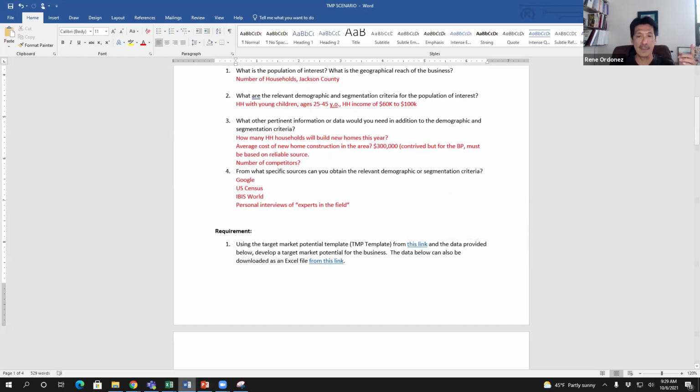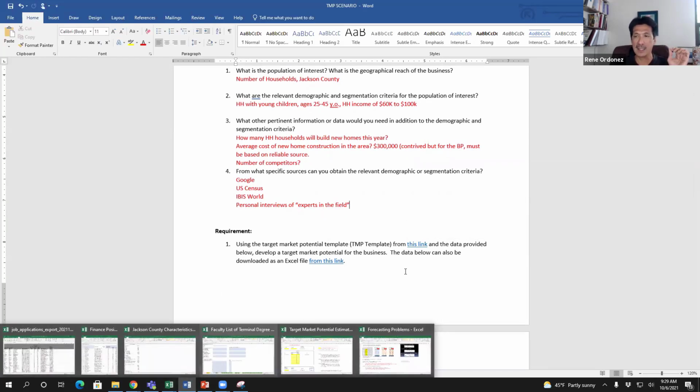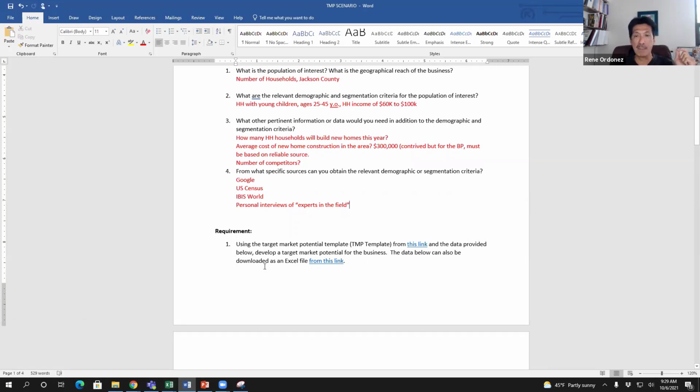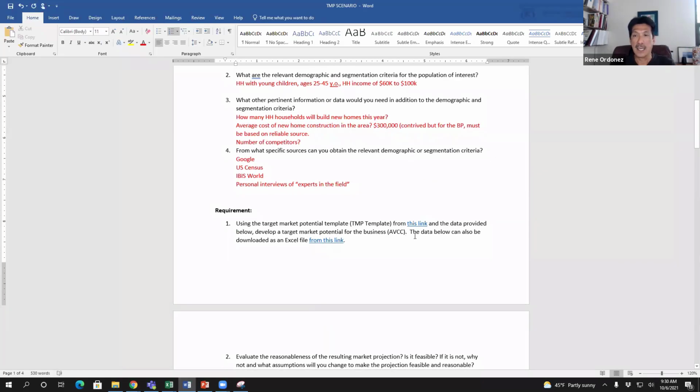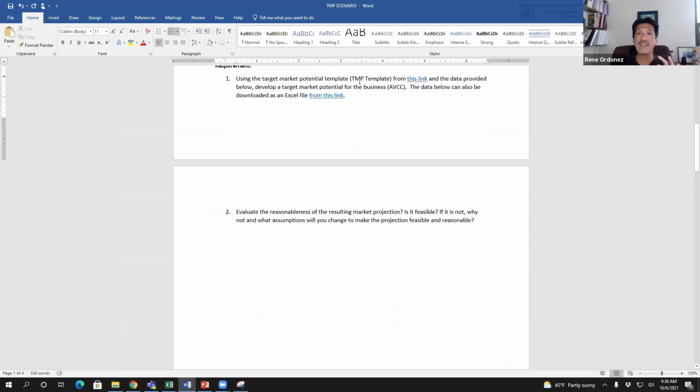So this is the Excel file, and the data provided below. Develop a target market potential for the business, AVCC in particular. The data below can also be downloaded as an Excel file from this link. After you have developed the TMP, we will evaluate the reasonableness of the resulting market projection.